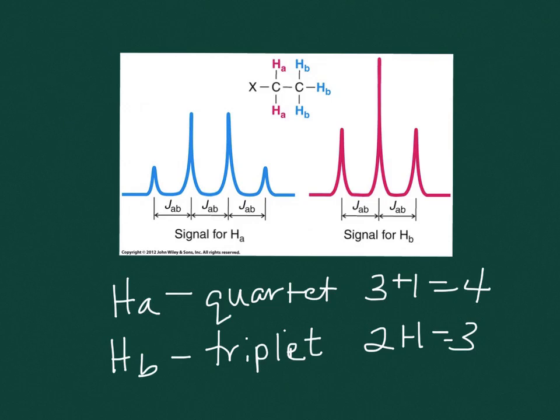Now, because these hydrogens split each other, the coupling constant is the same, so the distance between the peaks of the multiplet will be the same. And so this also confirms that the carbon with HA is adjacent to the carbon with the HB protons. So this is another element that you can look at in order to determine connectivity.